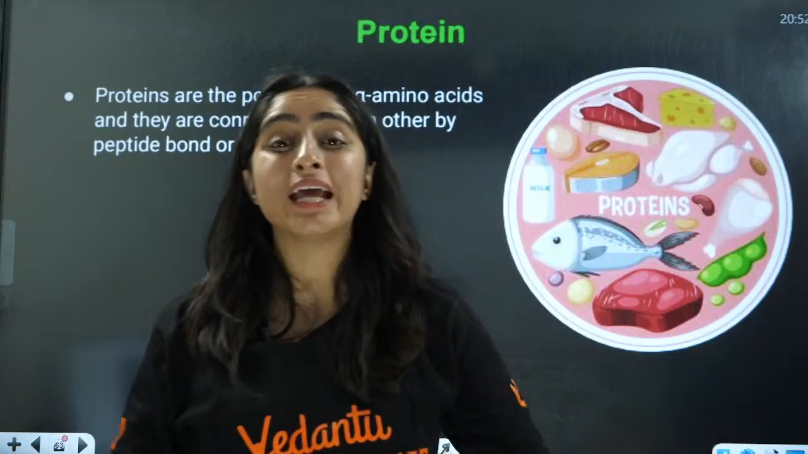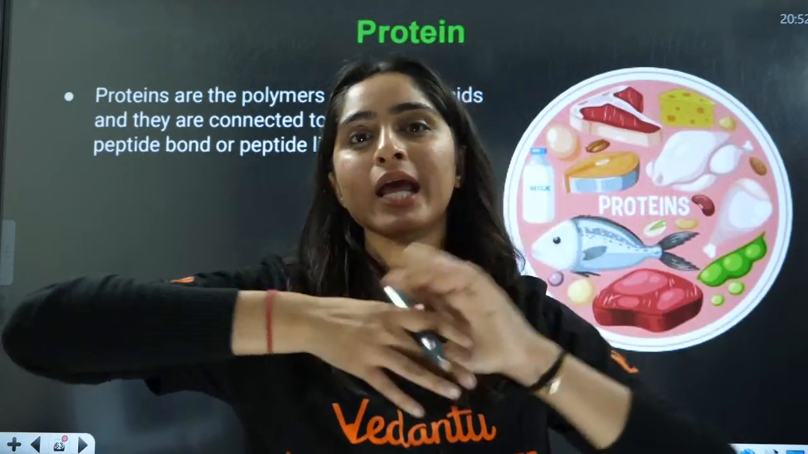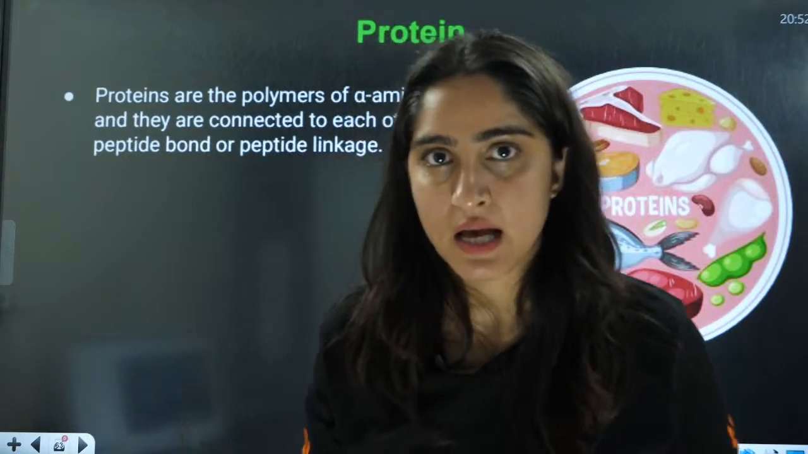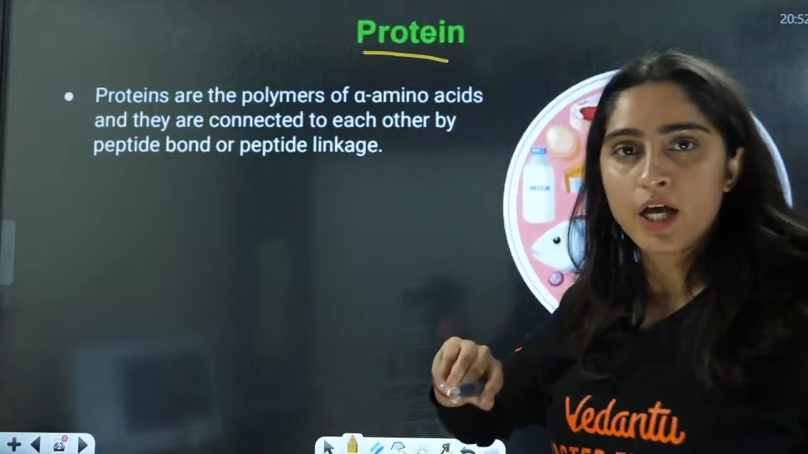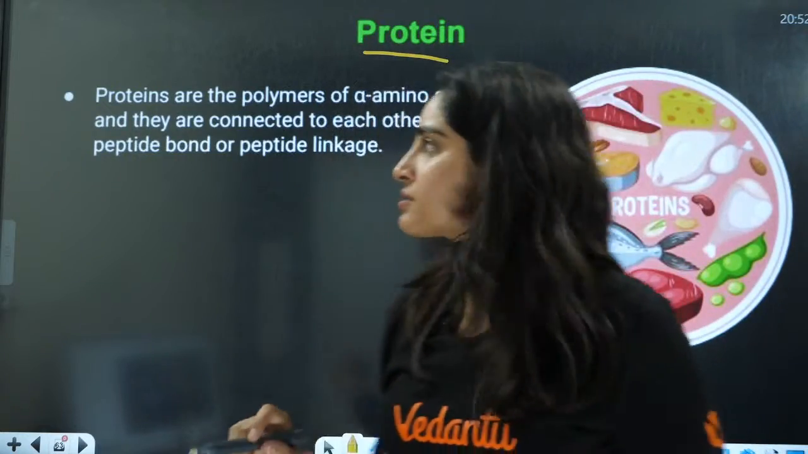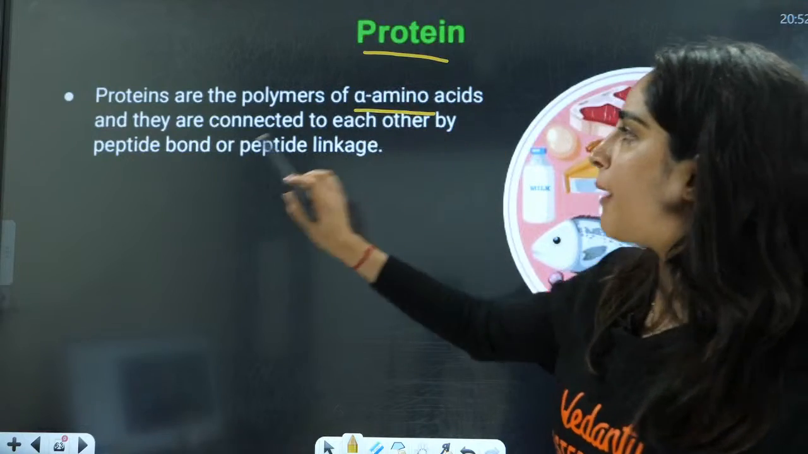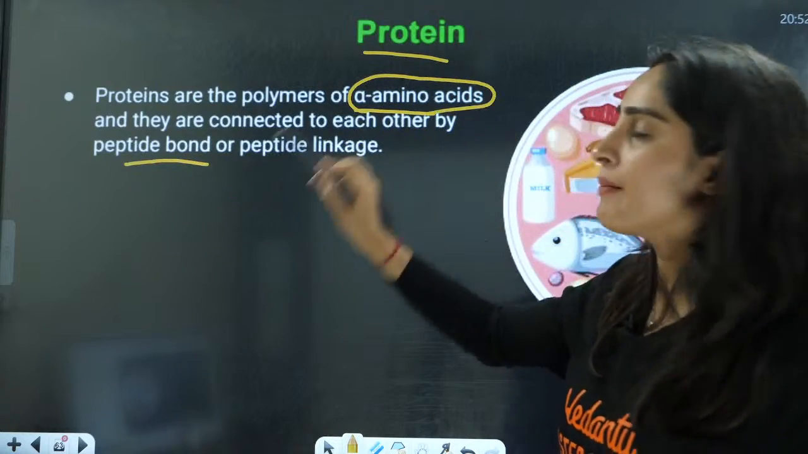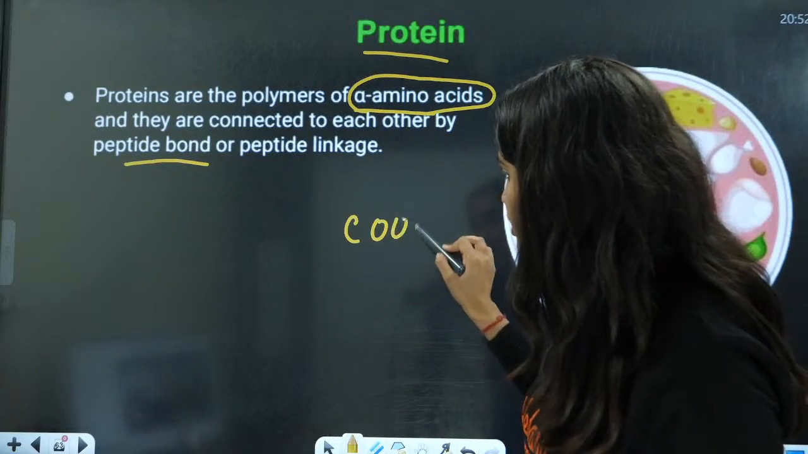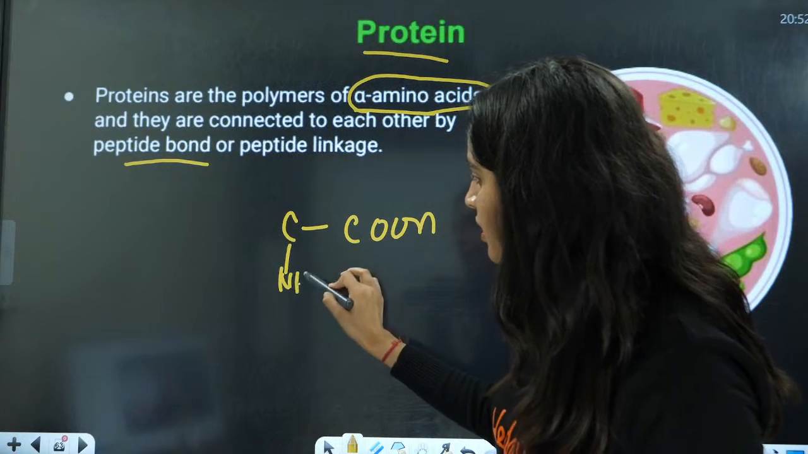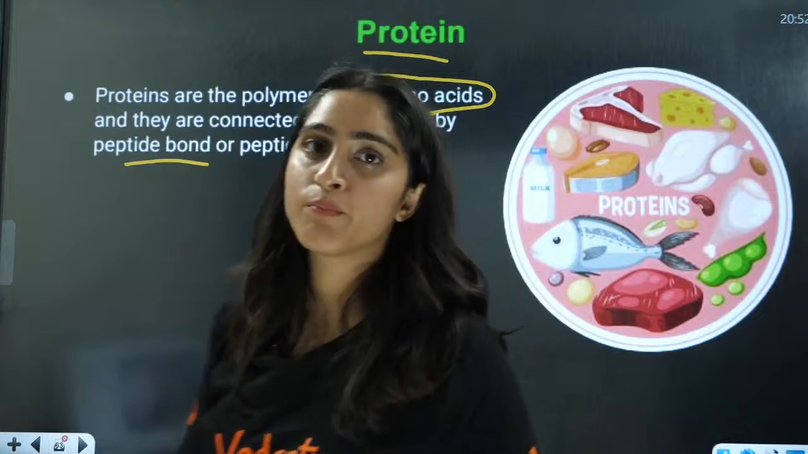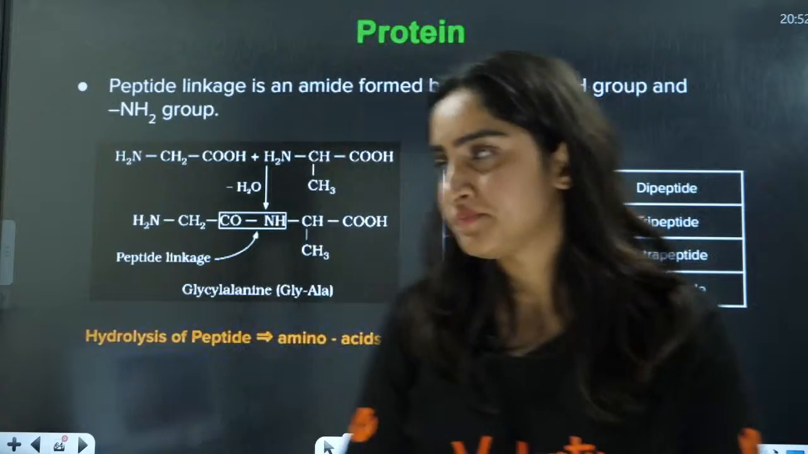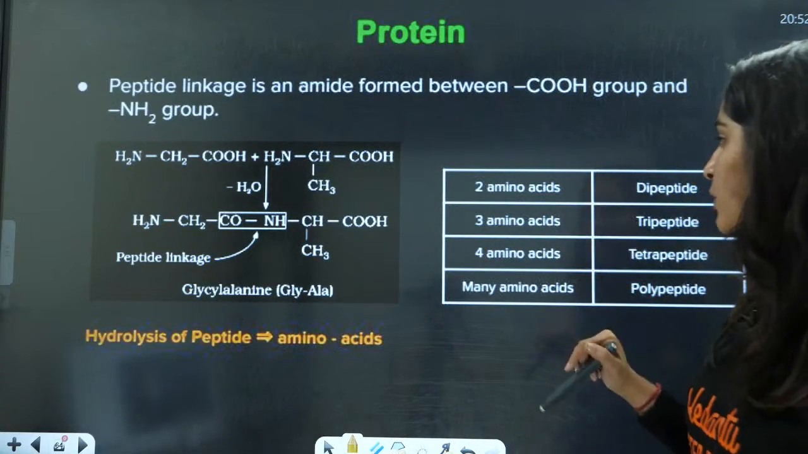Now, what is protein? Protein is formed when amino acids are connected by peptide linkages, right? That is called protein. The monomer unit here is amino acid, right? Proteins are polymers of alpha amino acids. They are connected to each other by peptide bonds, and always remember this is an alpha amino acid, right? You have this COOH and this carbon, this NH2. This unit is going to be in the proteins, right? Now let us see what is a dipeptide, what is a tripeptide.